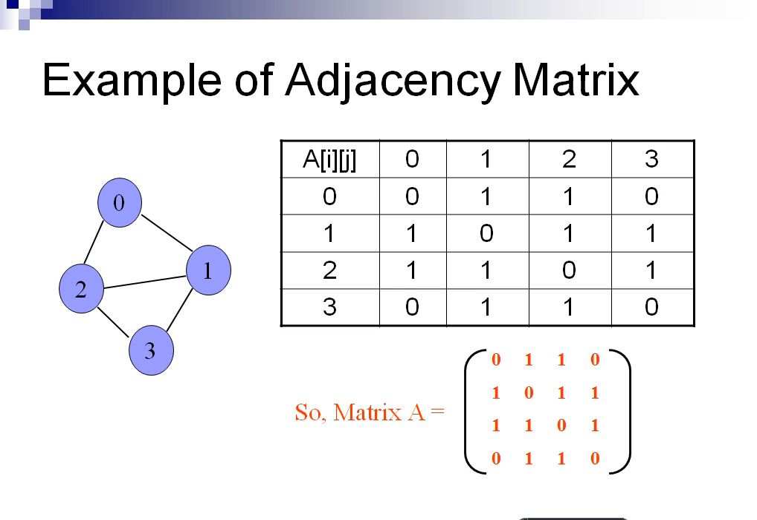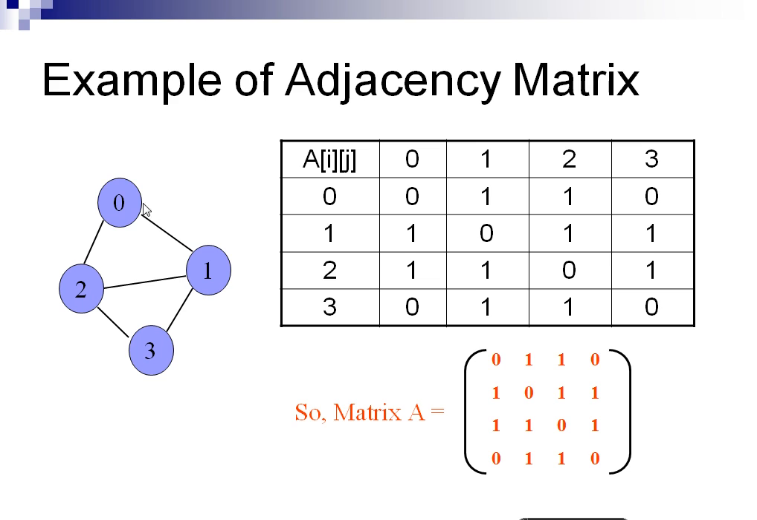Now to understand the adjacency matrix, let us have an example. See, here we have a graph. These are the nodes 0, 1, 2, 3, and we have connecting edges here. And now we try to build an adjacency matrix. So we'll just take the two indices as i and j.